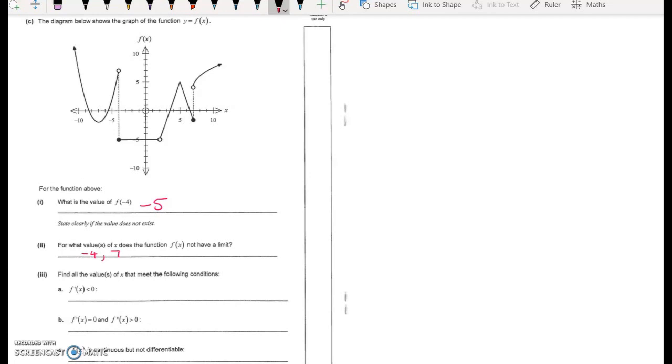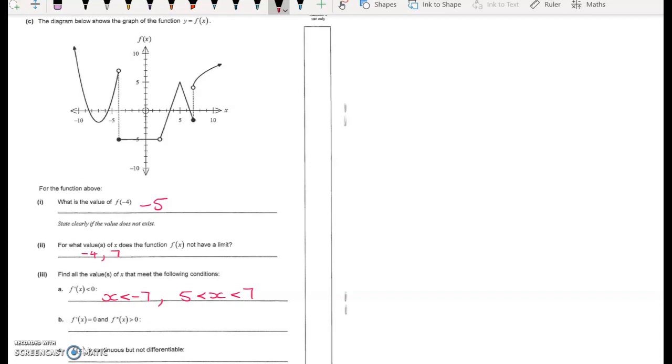Okay, find all of the values of x that meet the following conditions. So f dash of x is less than 0. This means the gradient is negative. So negative gradient means we are coming down, which is this first bit on the graph. So it's down until we hit -7. At -7, it's a turning point, so it would be equal to 0 there. So we want x is less than -7 is our first thing. Now, another point of the graph where we have our downward sloping gradient is here, so that's between 5 and 7. So x can be between 5 and 7, written like this.